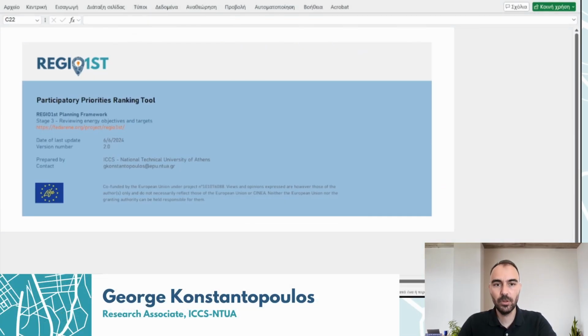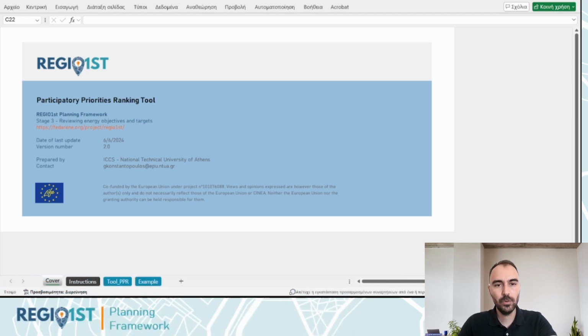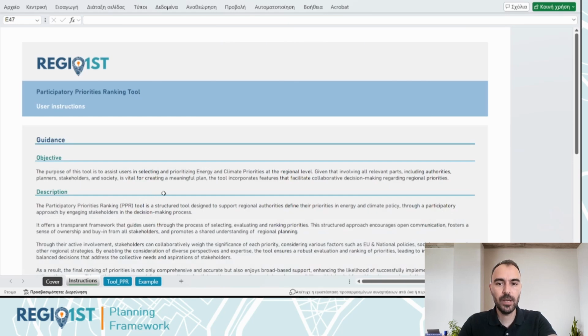I'm George and I'm going to present you the Participatory Priorities Ranking tool, one of the tools in the Regio1st Planning Framework. This tool assists planners in implementing the third stage of the planning framework in defining and prioritizing energy and climate priorities at the regional level.